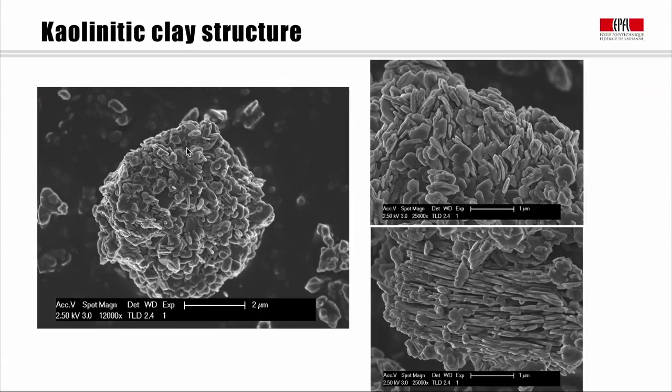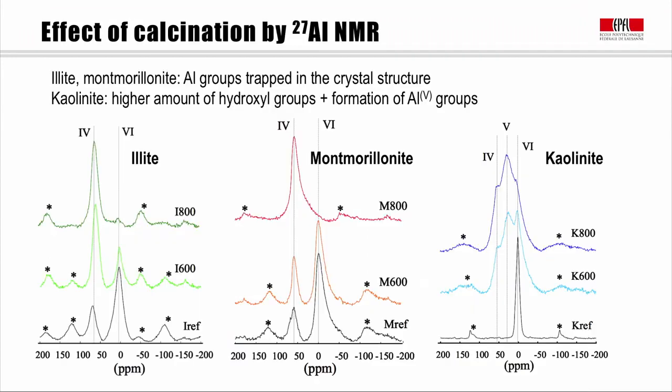Here we see the raw clay before dehydroxylation. Here we see the clay after dehydroxylation. Basically, at this level in the SEM, you don't see any change in the morphology. It appears to be very similar. We have to use other techniques to really see what's happening within the crystal structure.